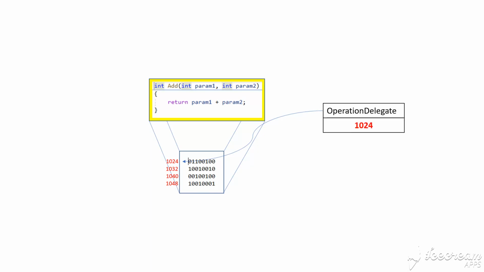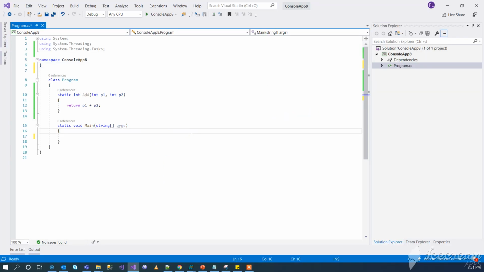A delegate is more than a function pointer that stores only the beginning address of the binary code block. It is more than that, but in this video, I just want to simplify it like this so that it's easier to understand. Okay, let's look at delegate in C# code.